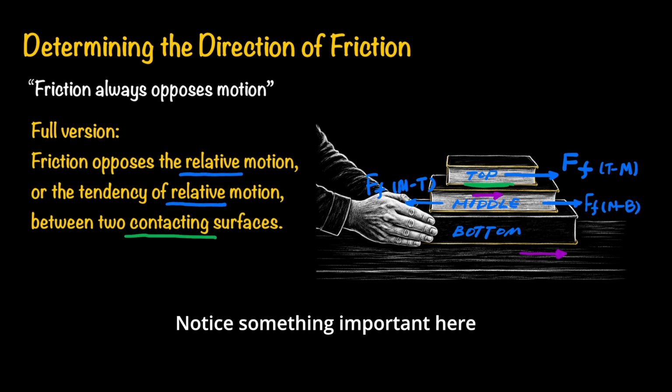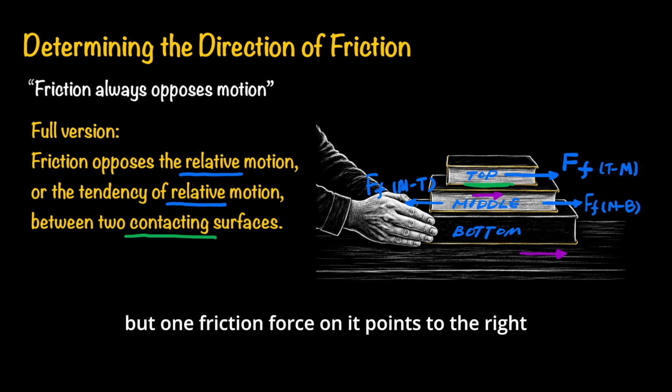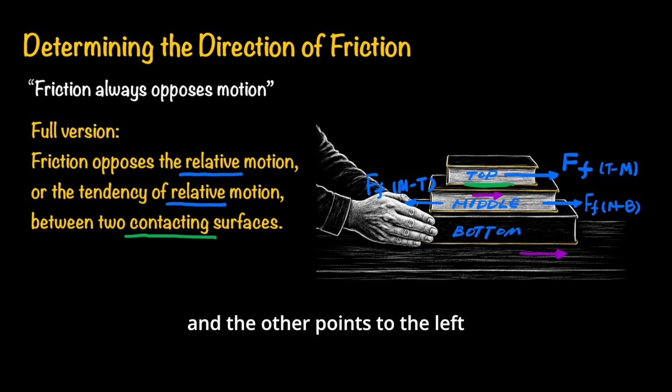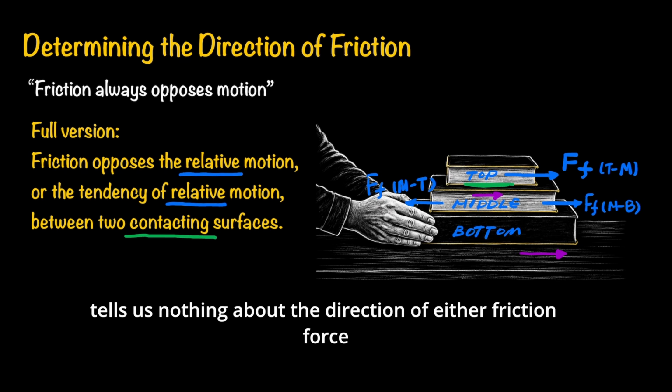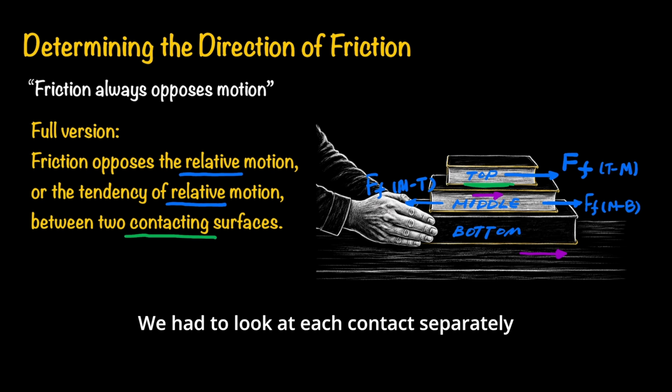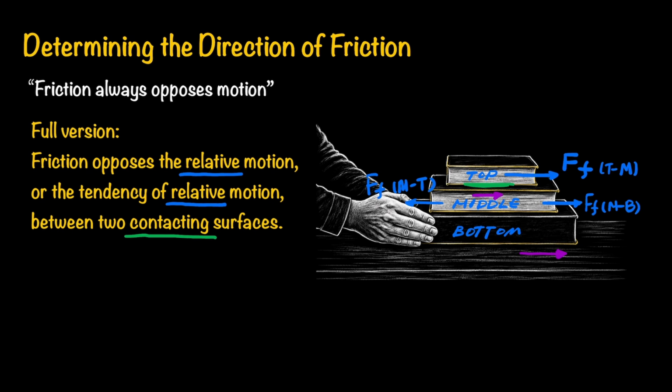Notice something important here. The middle book is moving to the right, but one friction force on it points to the right, and the other points to the left. So simply knowing which way the middle book is moving tells us nothing about the direction of either friction force. We had to look at each contact separately and ask, how would the two objects at that contact move relative to each other, or tend to move relative to each other?